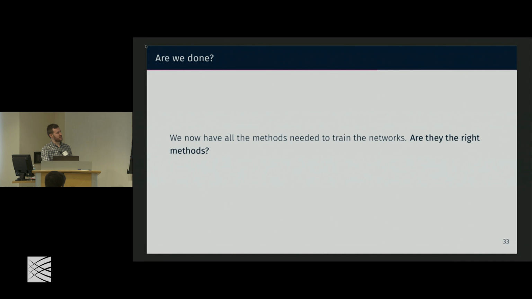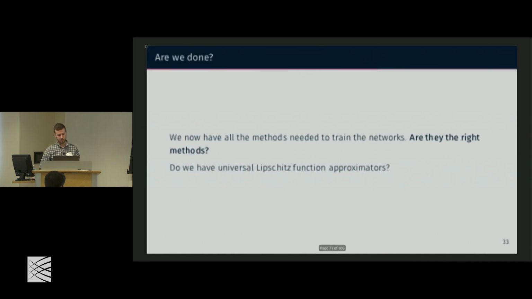Okay, so we have all the methods needed to train these networks. Now the question is, are these the right methods? At this point, can we prove that the method we're using will give us expressive Lipschitz neural networks? In other words, do we have this elusive universal Lipschitz function approximation property? Yes, we do. Obviously, at this point in the talk, you should have guessed that.